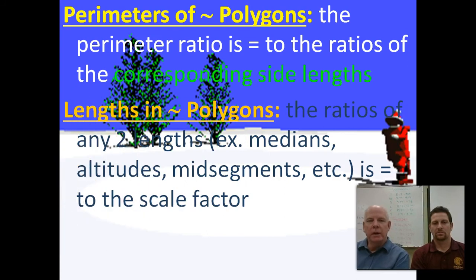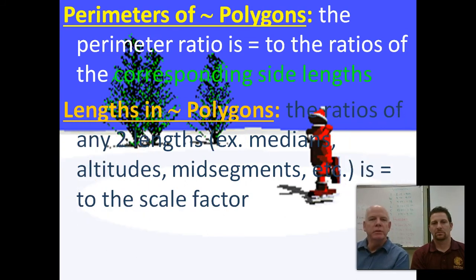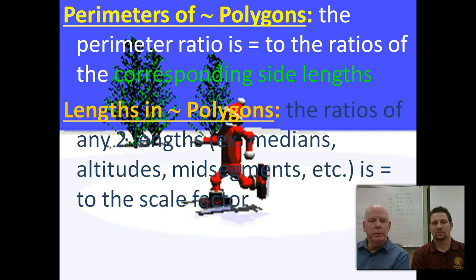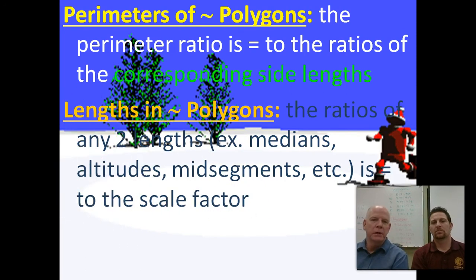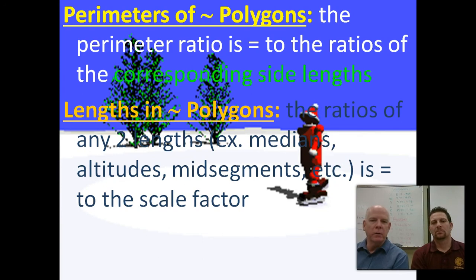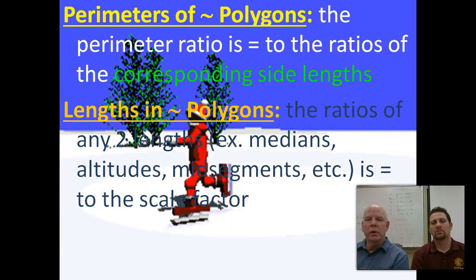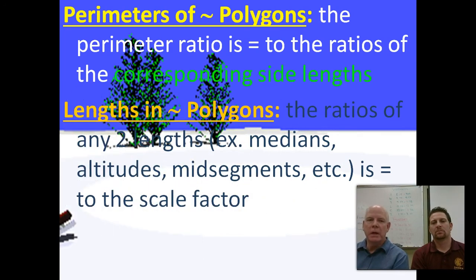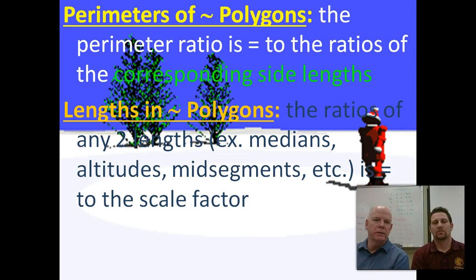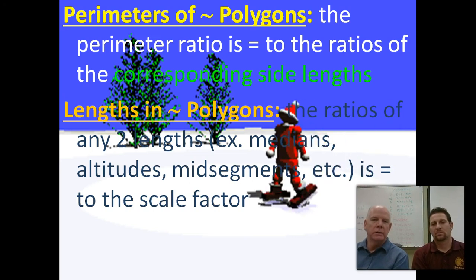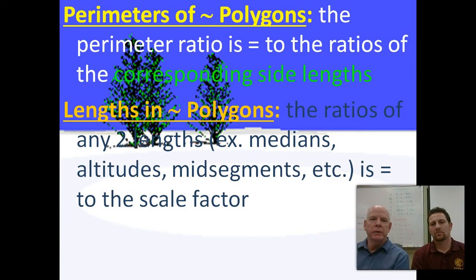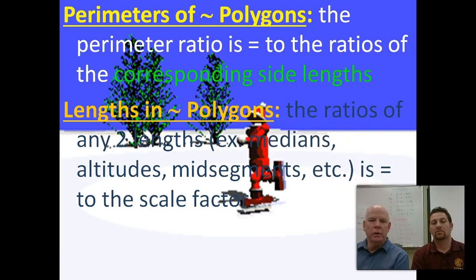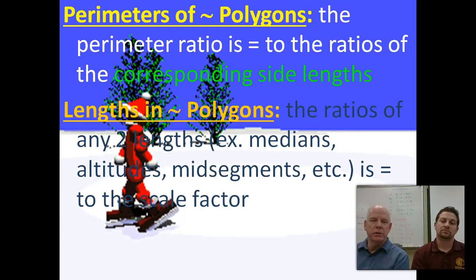The lengths of any other segments within similar polygons will also have that same scale factor. Let's say we were looking at two triangles that had medians or midsegments. The length of those segments is going to be in the same scale factor as the sides of the triangle. Basically, what these two theorems are saying is that everything within the shape, if they are similar, has the same ratio as the sides.